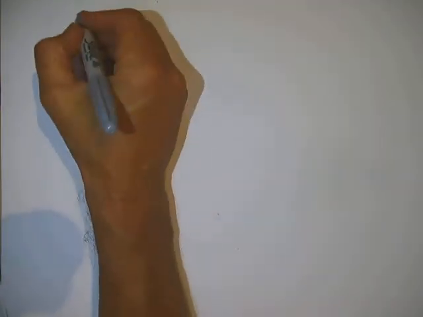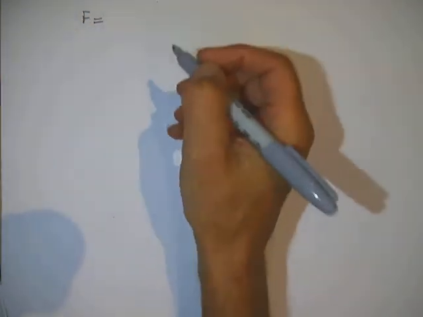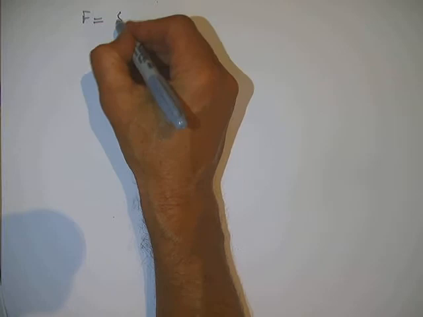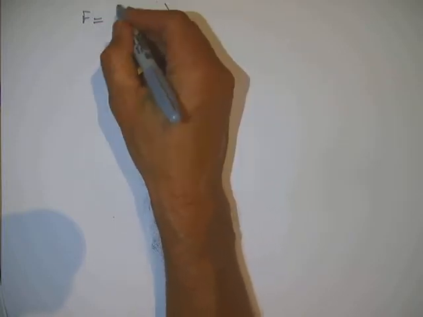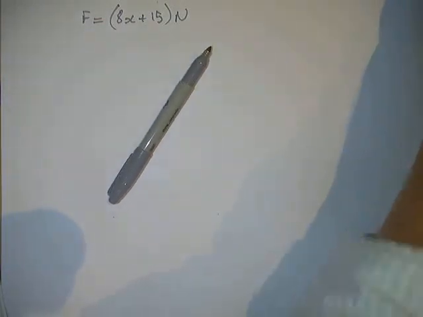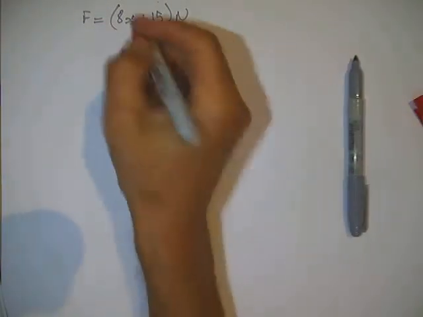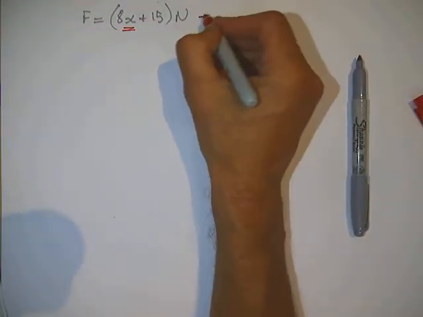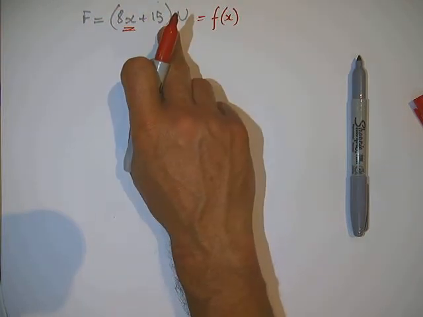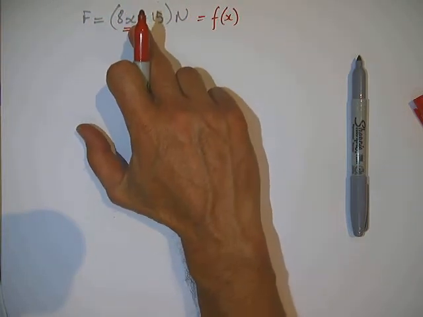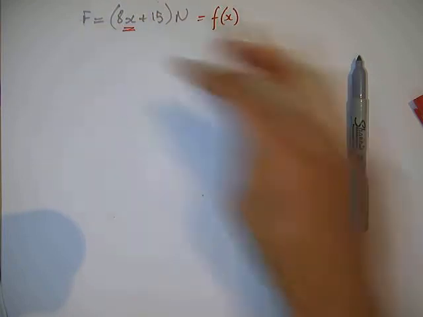You can write the examples down. I'm just going to go through them. Work done by a force of 8x plus 15 newtons. Right, so that's the force expressed as a function of x. As x increases, the force is increasing.